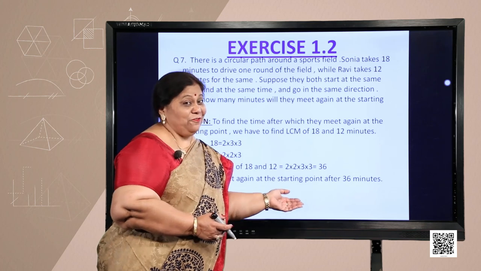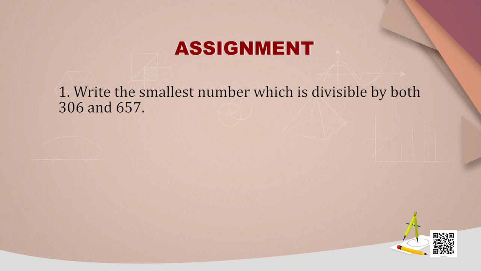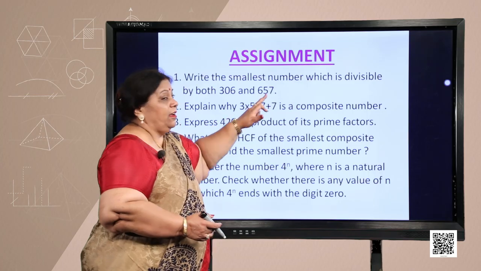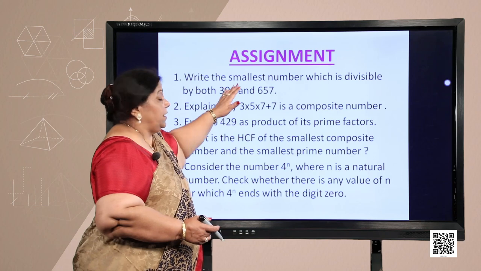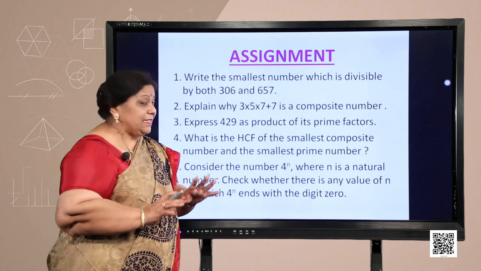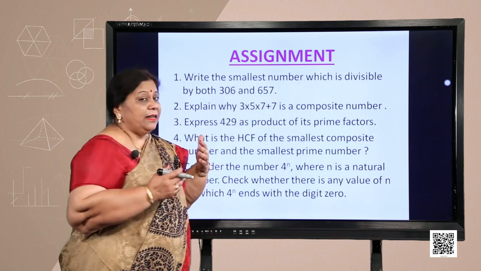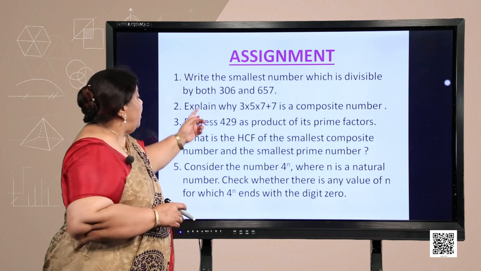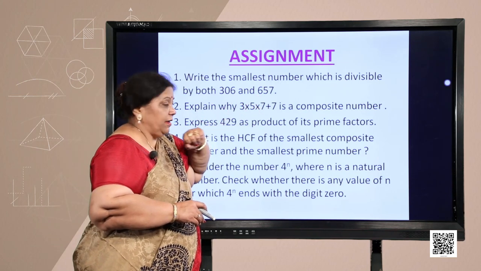Now, it is the time for assignment. We have the questions for you. Write the smallest number which is divisible by both 306 and 657. Just notice the language of the problem. He is not asking us to find LCM or HCF. We have to use our understanding of the concept. Smallest number means least common multiple. I have to find out for 306 and 657.